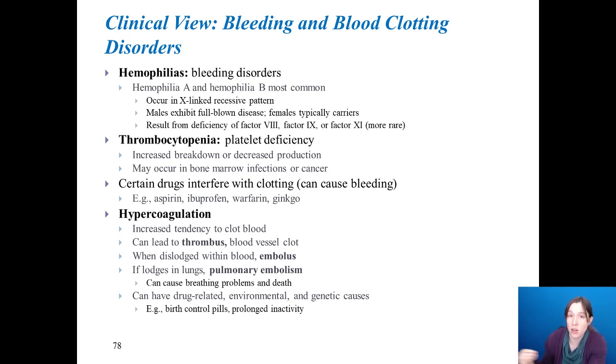This embolism can lodge in different places, and when it does, it can restrict the blood flow to that area. One of the really dangerous places is the lungs. We call that a pulmonary embolism, and that can cause breathing problems and sometimes death, because the blood can't get to the area in the lungs. This can have drug-related, environmental, or genetic causes. Some birth control pills or prolonged inactivity can slightly tip you towards hypercoagulation. Right, so that is all about blood for today.